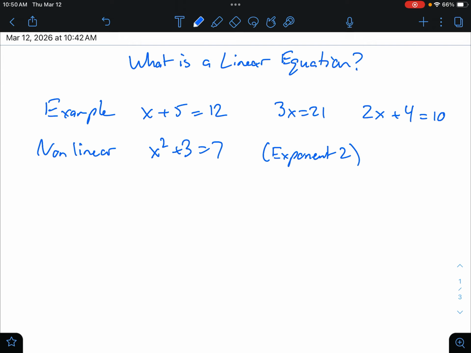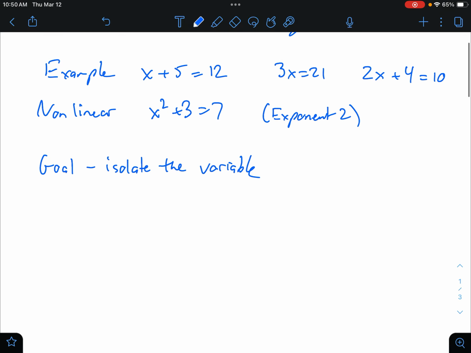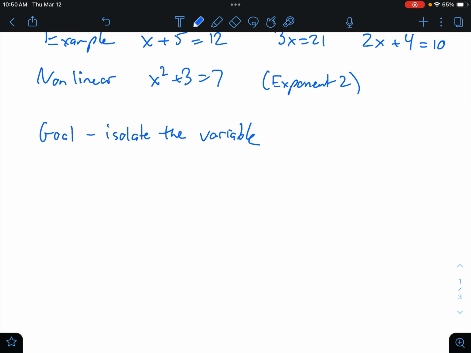So the goal is always the same. The goal is we want to isolate the variable. Isolate the variable. And we want it to say x equals something. So x is going to be a number like x equals 7 or whatever it might be. So let's try a couple different examples and show you how this works.